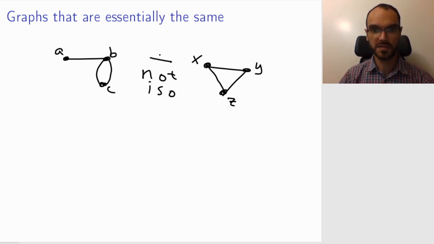And the shorthand for this is this sign, not isomorphic. So here you get this idea that isomorphism is really about preserving the structure of the graph.